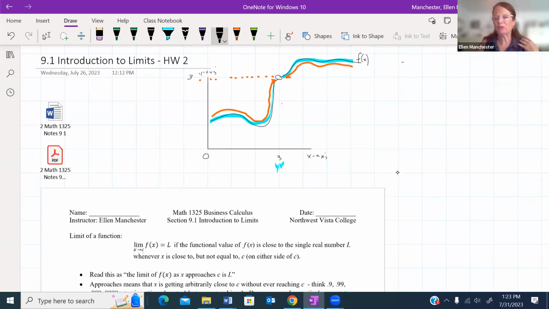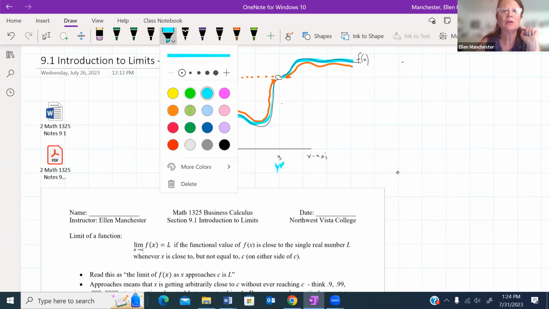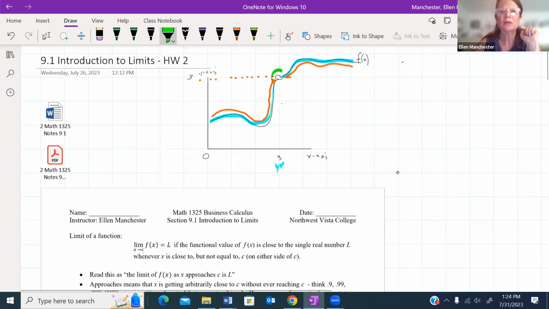So here's what this means. When you look at this graph, you can see that our values come from both sides. Think of my right hand coming in from the right and my left hand coming in from the left, but both fingers are coming to this point right here. That's where my fingers are heading towards, and that value is 3. That's the L, that capital L, that's the limit.